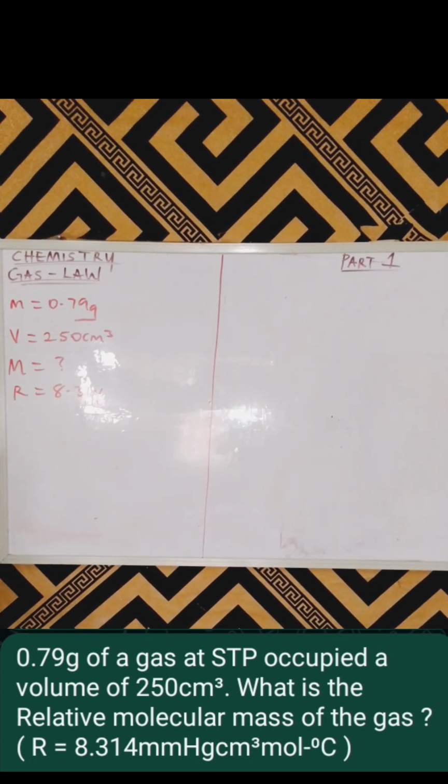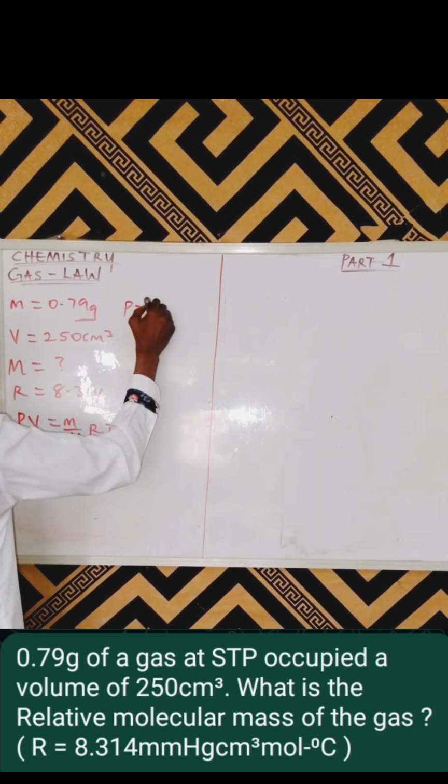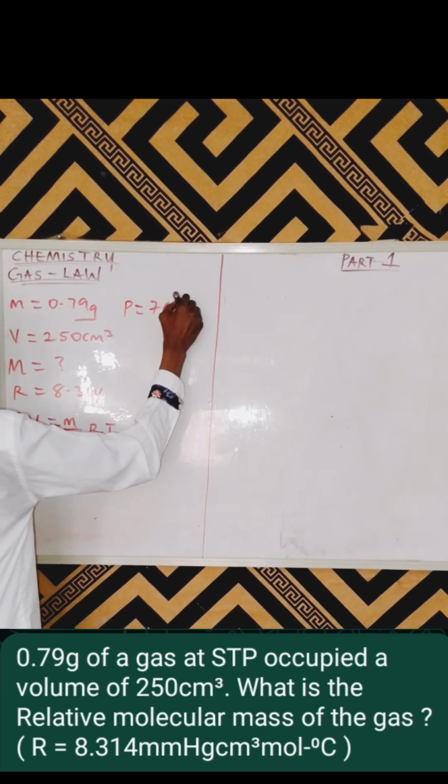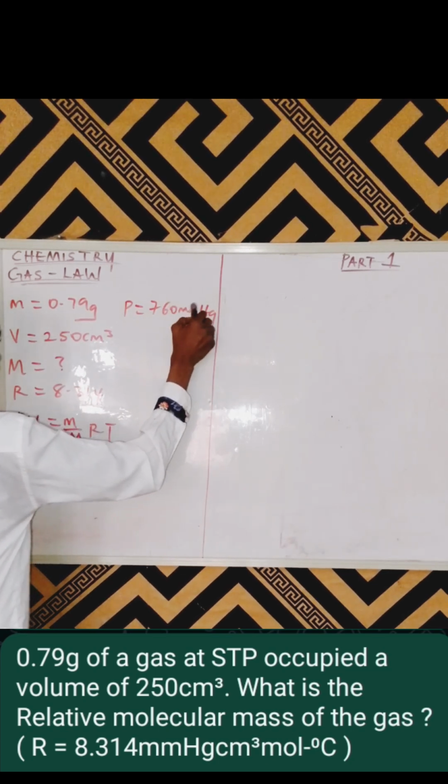You understand? Yes. Now, if you notice, the formula I gave you was PV is equal to nRT. I know that n is the same thing as saying mass over molar mass, so PV equals mass over molar mass times RT. Now listen very well. P is not given here, but if you look at the question, they said at STP, and at STP, P is equal to 760 millimeter mercury. Take note of that.